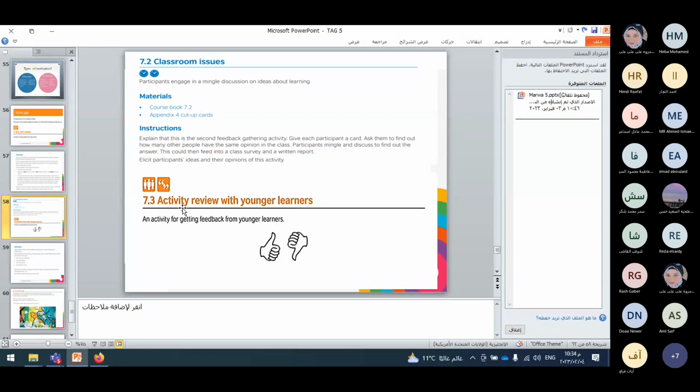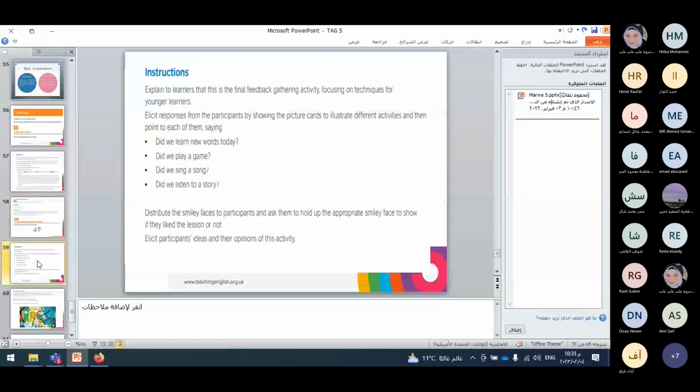We have the last activity here, activity review with younger learners. You can ask them questions, and of course, they can't express themselves because they are young, and they can't write, they can't say proper sentences or sentence structures, so they can even show some smiley faces that you give them. If they are happy or the answer is yes, they show the smiley face. If the answer is no to these questions, I'll read them for you now.